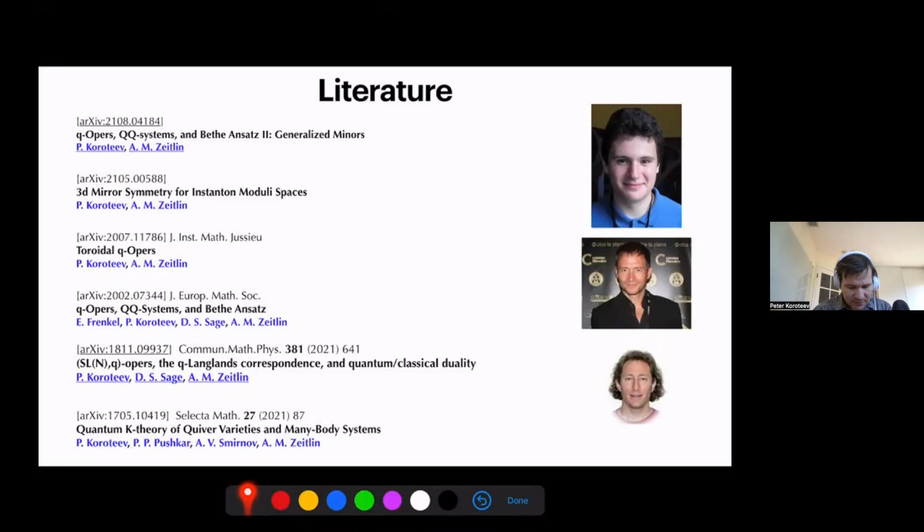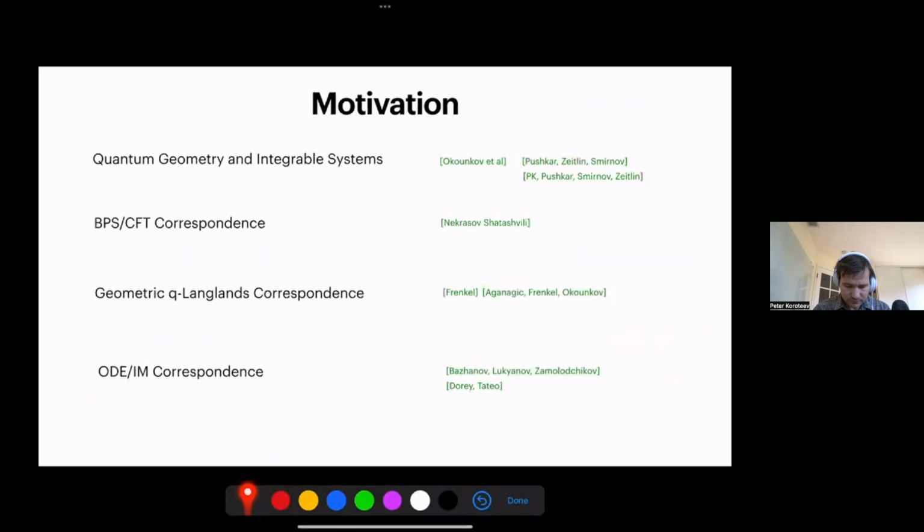This is a program of understanding the geometry behind integrable systems of two types: spin chains and many-body integrable systems, like Calogero or Ruijsenaars, and spin chains like XXX, XXZ, XYZ. The duality between these two types of systems has been in the literature for quite a while, but only now do we actually understand how to put it on geometric footing. So there are various motivations we can think of.